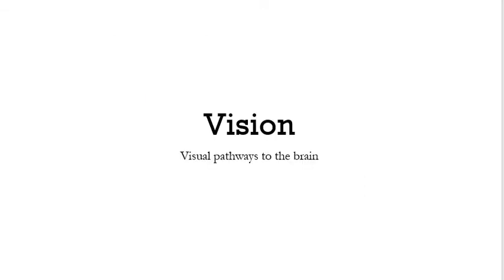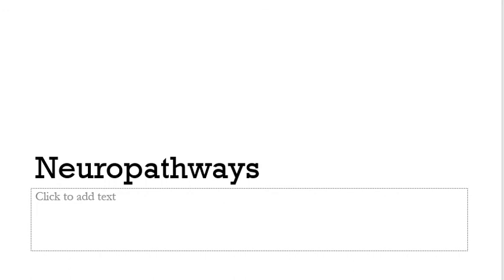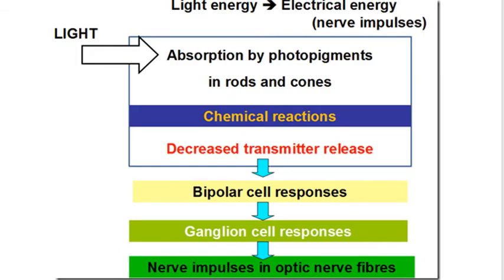Moving on, now that there is an action potential that has been initiated in the optic nerve, where are we going? We're now going to talk about neuropathways. So the summary of it is this.